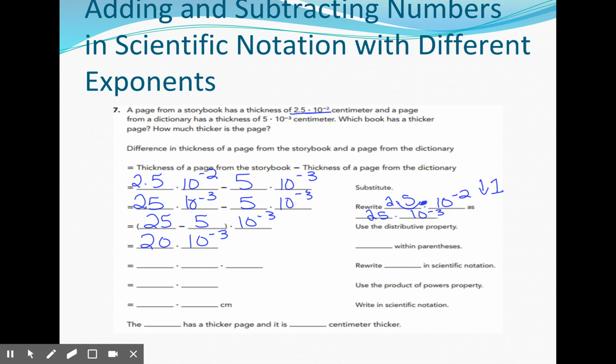Now 20 is not scientific notation, so I'm moving this decimal to the left 1. So I have to add that 10 to the first power in. And now I'm going to use my product of powers property, 10 to the first times 10 to the negative third, or 1 plus negative 3. So 2.0 times 10 to the negative second power. So we said that the storybook has the thicker page. That was the bigger number first. And it is 2.0 times 10 to the negative second centimeters thicker.